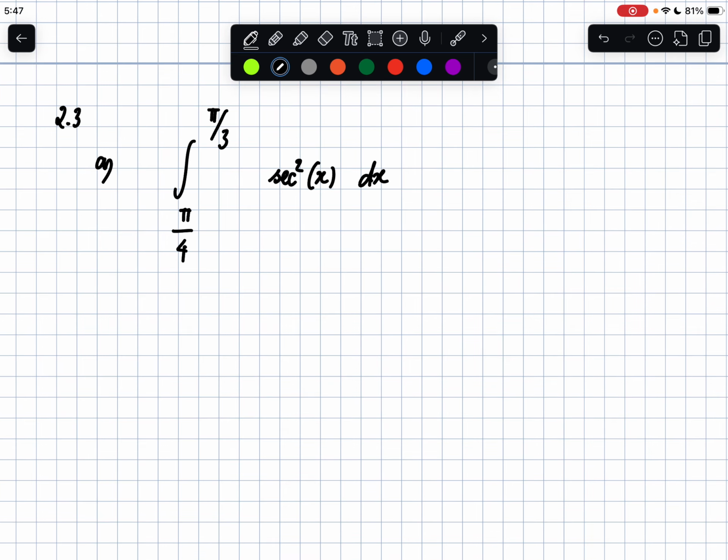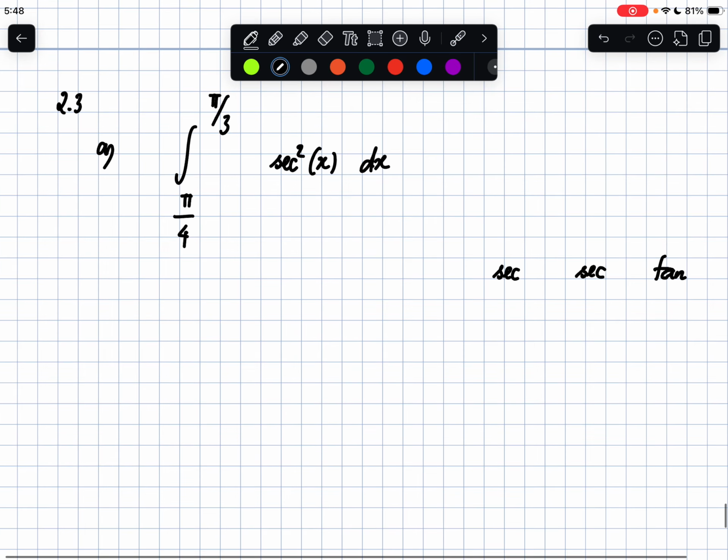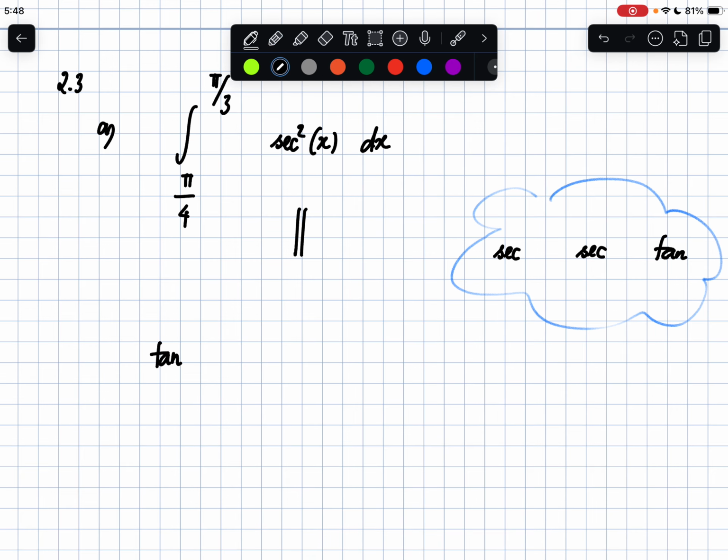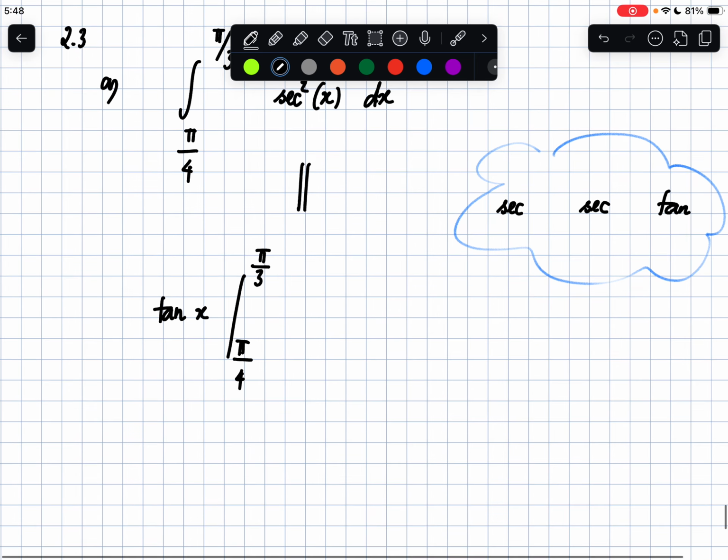So we need to find the antiderivative, or one antiderivative, of secant square. We know that tangent prime is secant square, so the antiderivative of secant square is tangent of x. Equal to tangent of x, and you let x run from pi over 4 to pi over 3, and therefore this is tangent pi over 3 minus tangent pi over 4.